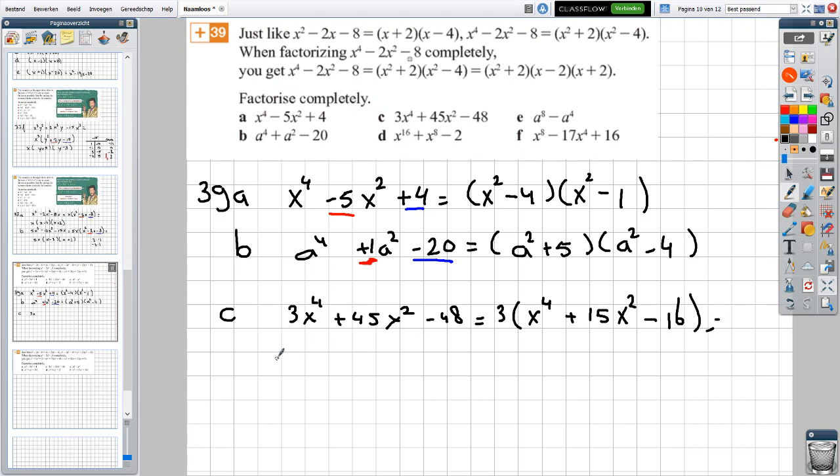And now I'm going to rewrite this with the product sum method to something like this. So the only thing that changed from C compared to A and B is that I now first had to take my common factor outside of my brackets. The product is going to be minus 16. The sum is going to be plus 15. Well, again, try to do this. Let's take a look. I think I am going to use plus 16 and minus 1. Plus 16 minus 1 is 15. 16 times minus 1 is minus 16.